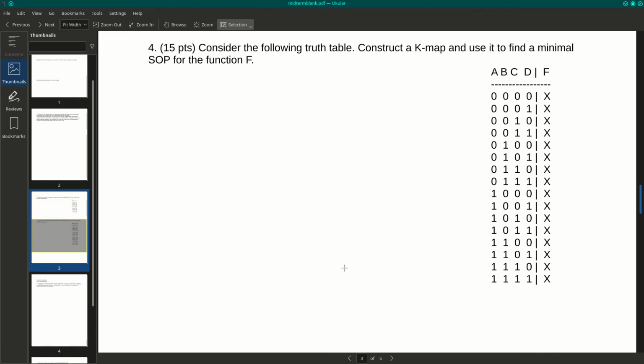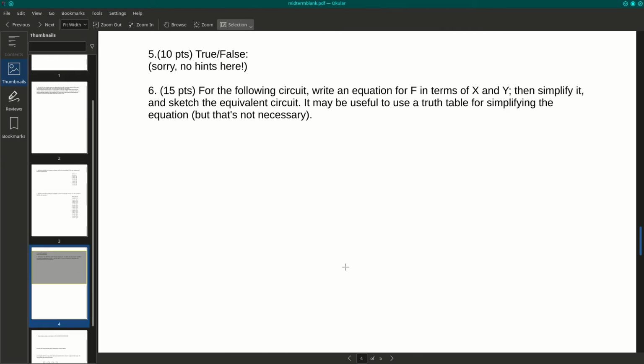All right, part 4, going to have a 4-input function. I'll ask you to use a K-map to find a minimal sum of products for F. And this will have some don't cares as well as 1s and 0s. Okay, question 5, I'm not going to give you any hints because it's just several true-false questions. So that'll be the mystery part of the exam.